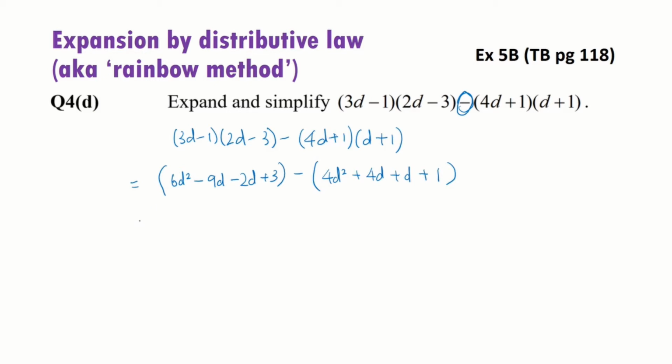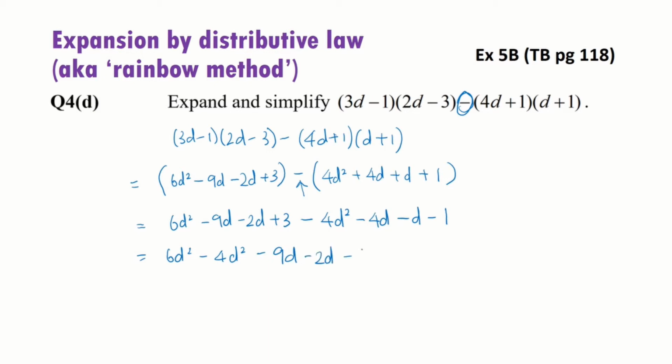So when I actually open up the brackets, I would have 6D squared minus 9D minus 2D plus 3. Due to the minus sign outside here, I will have minus 4D squared minus 4D minus D minus 1. Then I rearrange the terms so that I can simplify easily. And then finally, I will get the answer 2D squared minus 8D.